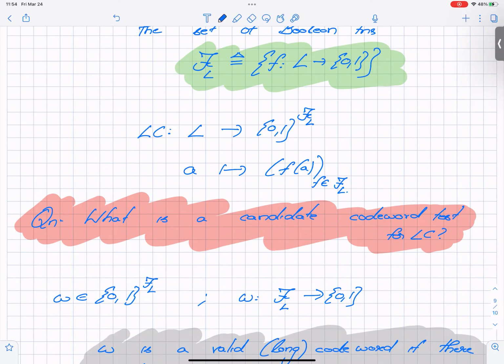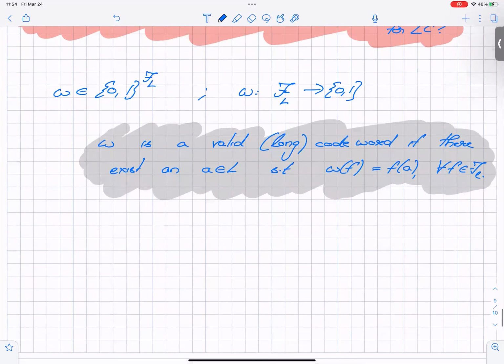Let me defer that. Before that, I want to say why this is also called a dictator test, and then I'll come to the testing part of it. So what do we need? I give you a W, which is basically a string in {0,1}^{F_L}. I could give you any string, but I'm going to interpret it as a function from F_L to {0,1}.